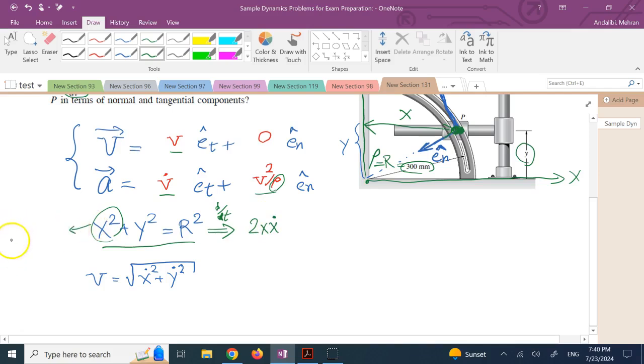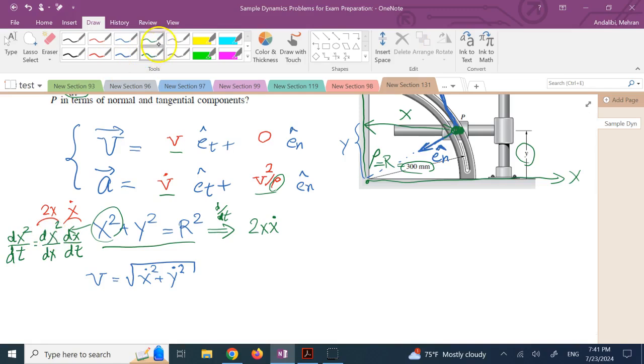Remember, this is d of x squared over dt, which you cannot do directly, so you do d x squared over dx times dx over dt. You apply a chain rule, right? This is the 2x, and this is the x dot. So please pay attention to what you're doing. The same thing applies for the other term. The other term will also become 2y y dot equals 0. Why 0? Because r squared is simply a constant. It doesn't have a time derivative.